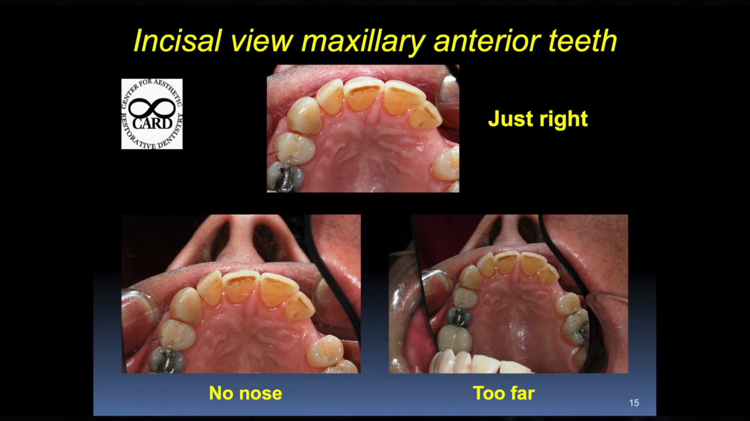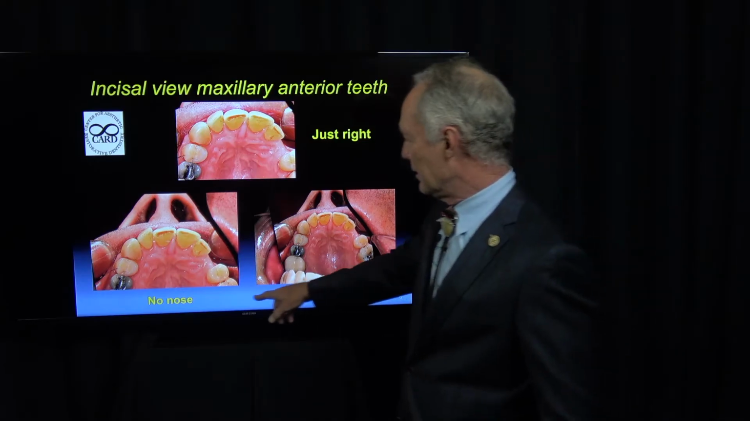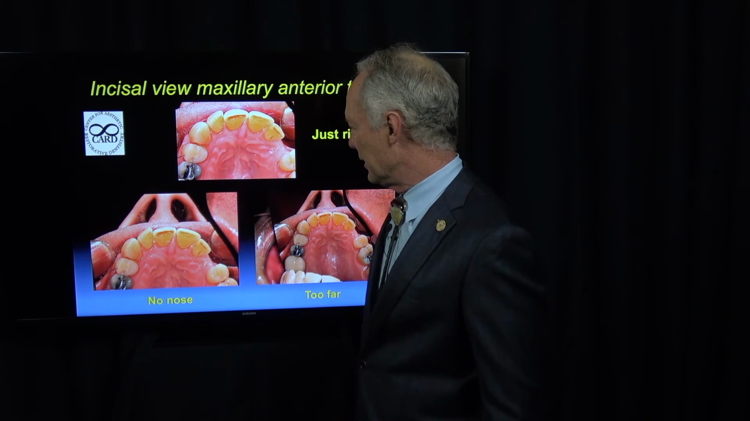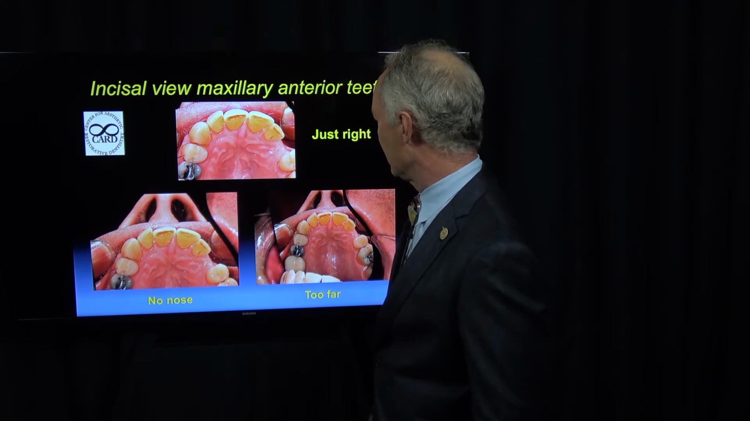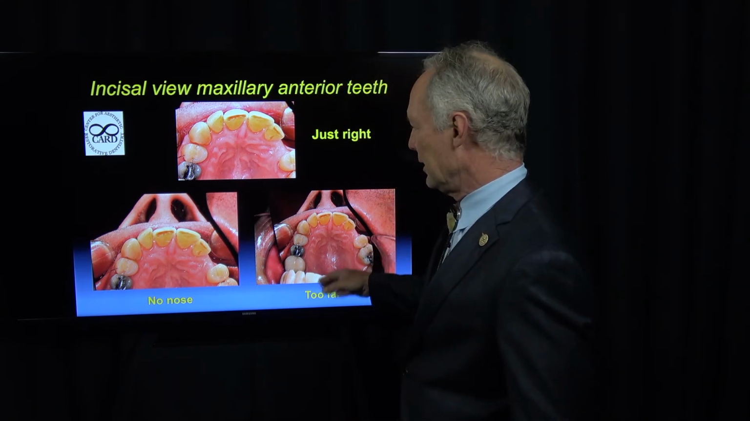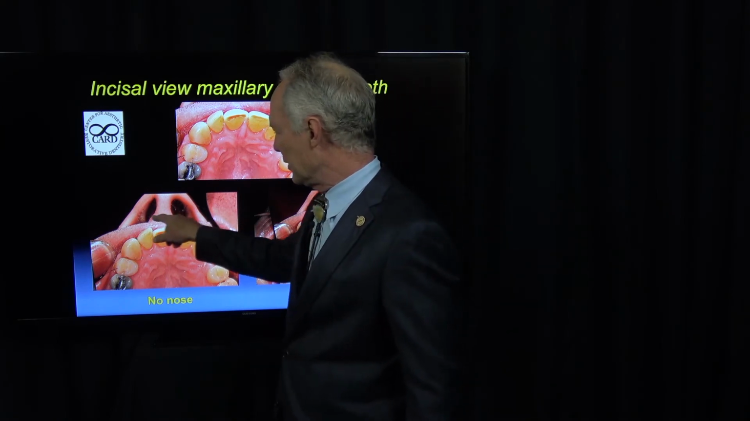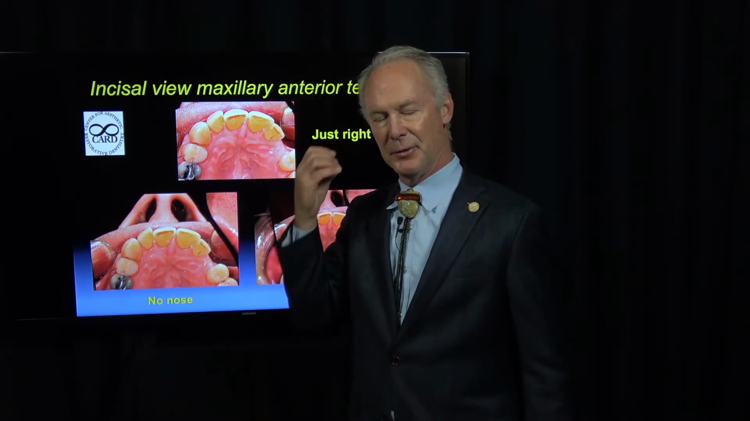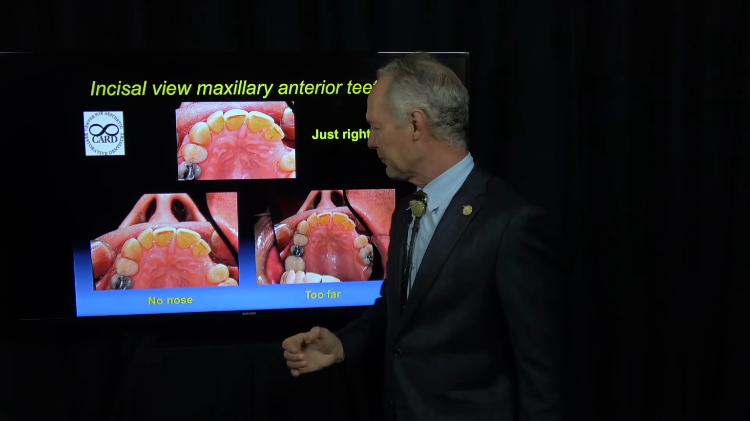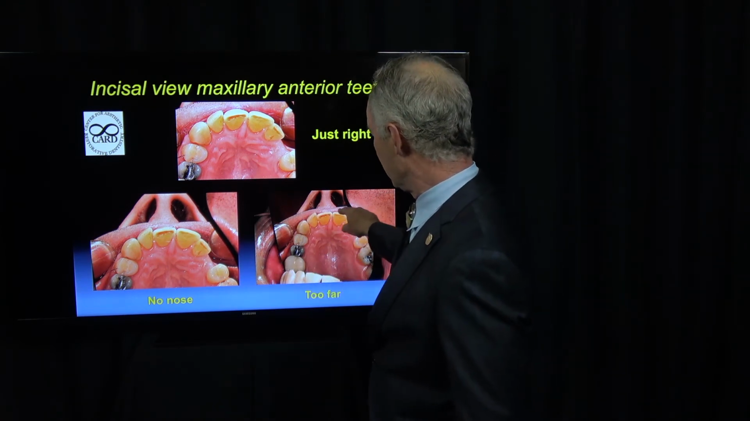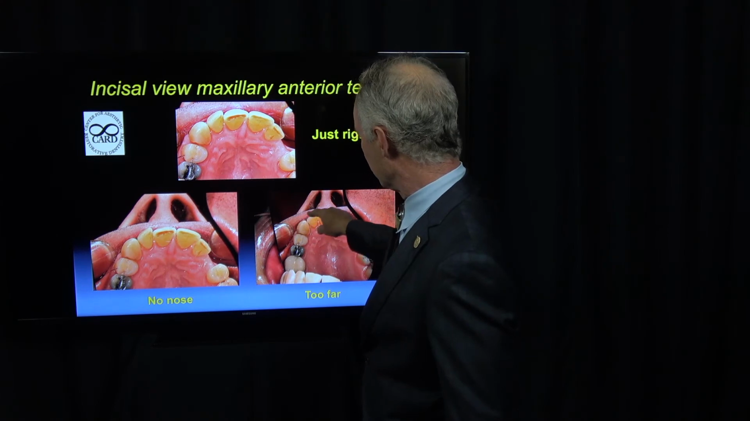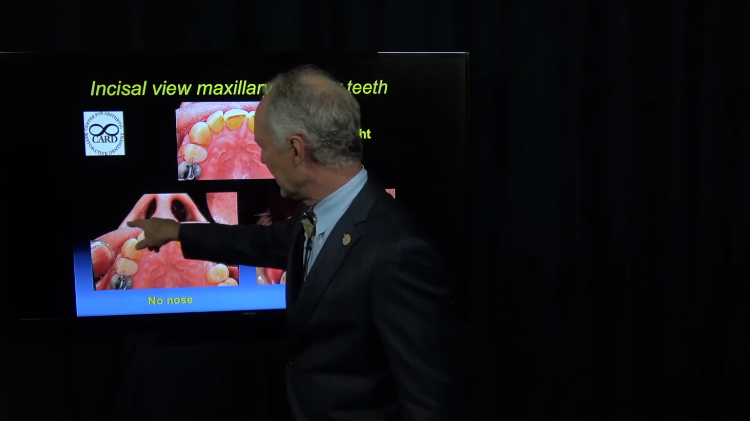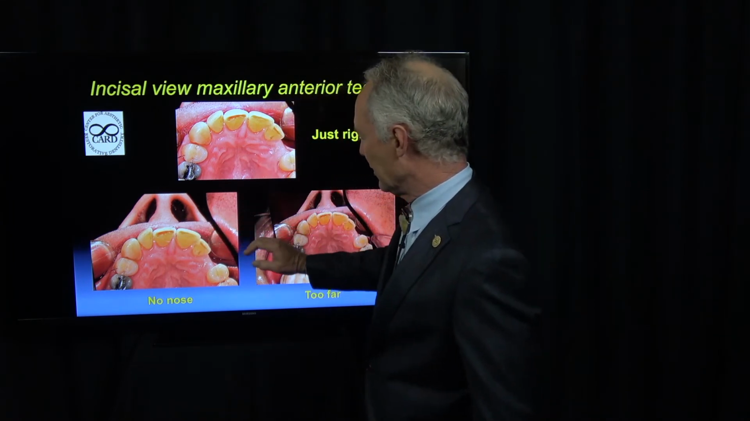Incisal view of maxillary anterior teeth. Too far, you don't want the nose showing. There's nothing worse than showing a picture straight up the nose. Also, if it's a woman, you don't want to show her upper lip. If there's hair on the upper lip, that will distract and she will not see that picture. So be sure you end the picture at this part of the lip and retract that lip so that you don't see any hair on a woman on her upper lip.